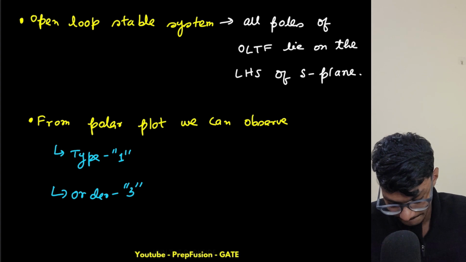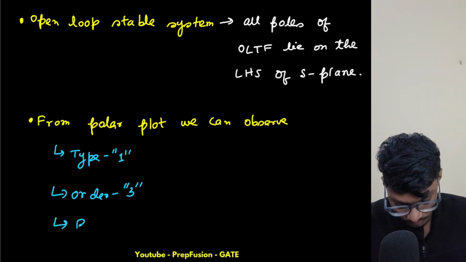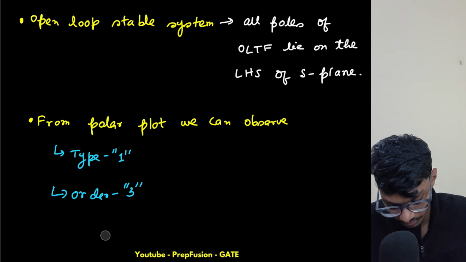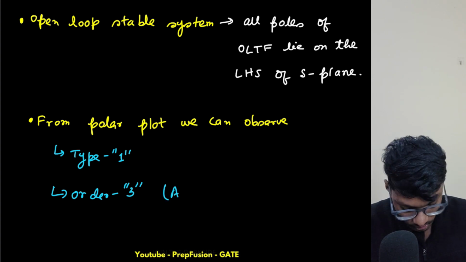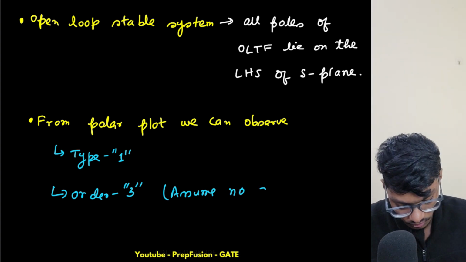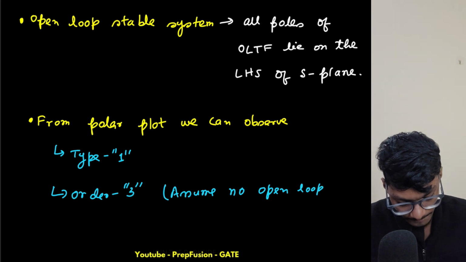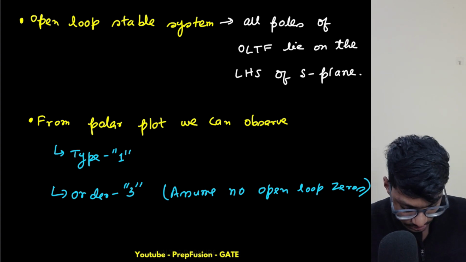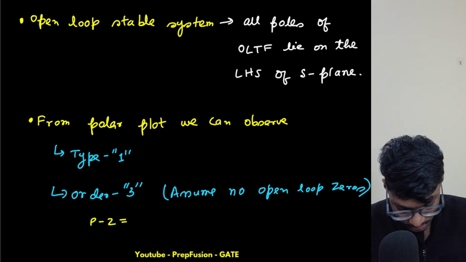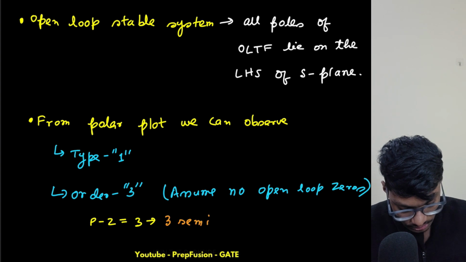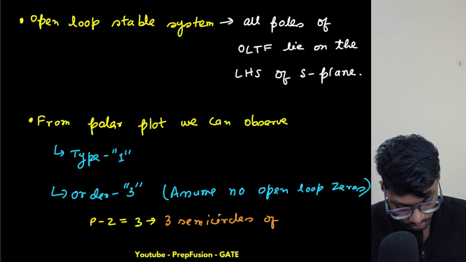So my p minus z is 3. Like if you assume no zeros, or you can do p minus z equals 3 itself. That also you can do. Assume no open loop zeros. So if we do that, basically p minus z equals 3. So 3 semicircles of 0 radius. Now how am I writing this? All this I have explained, right?